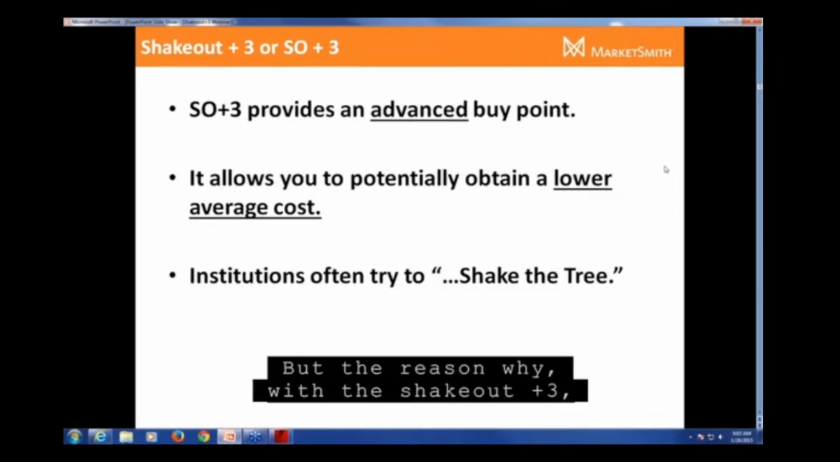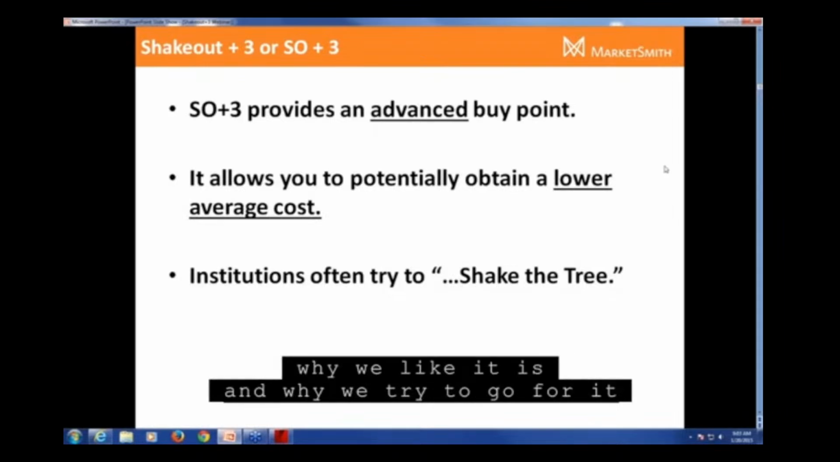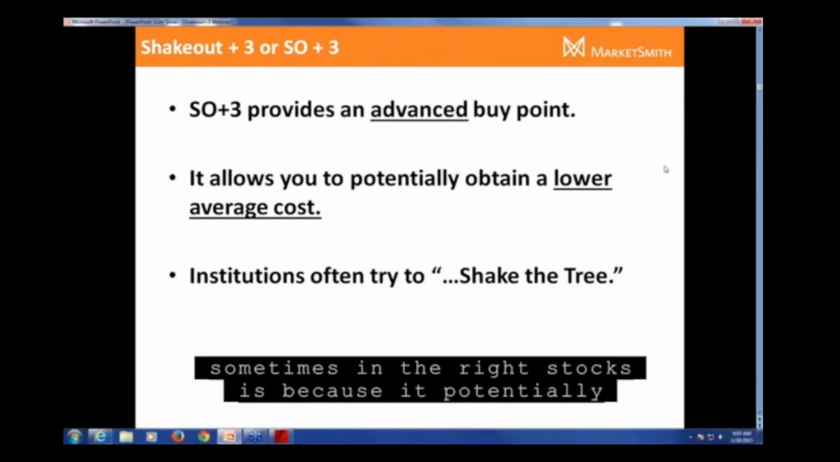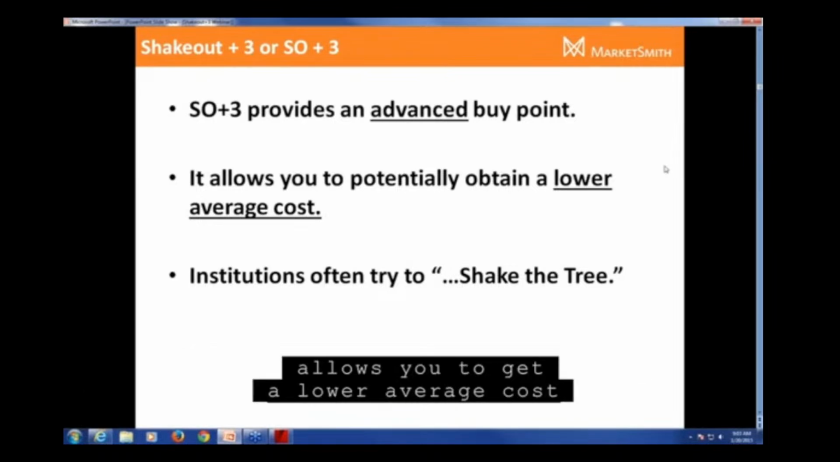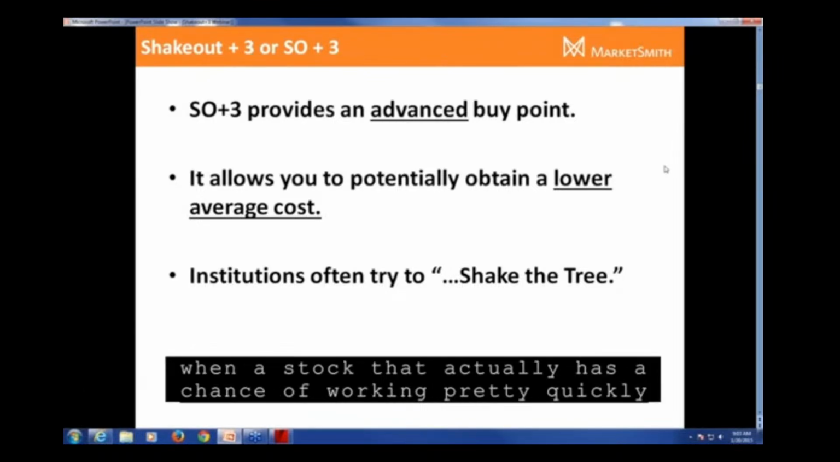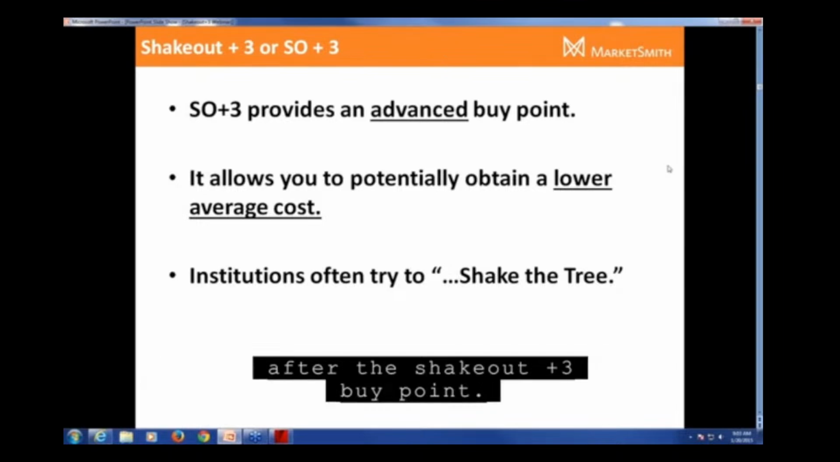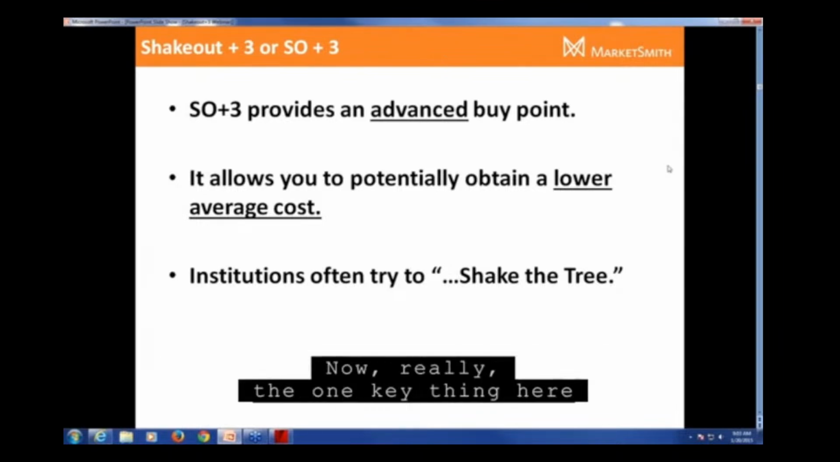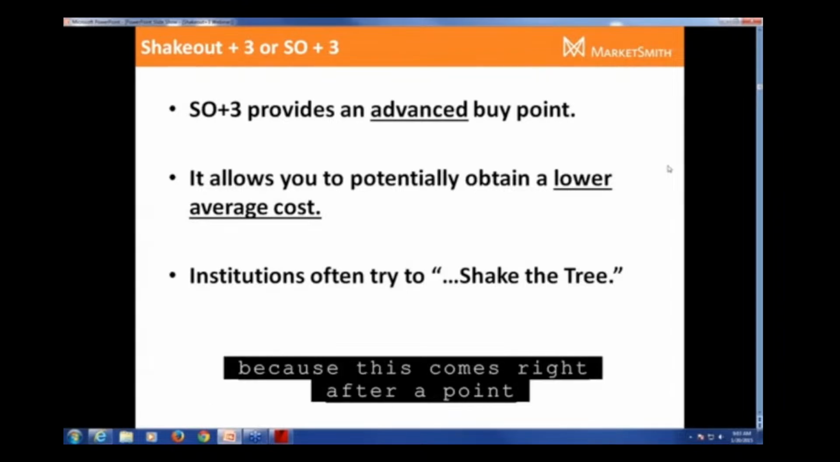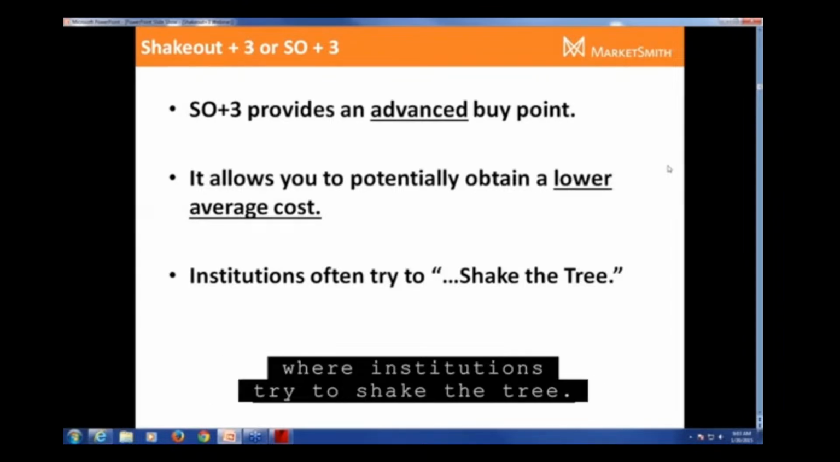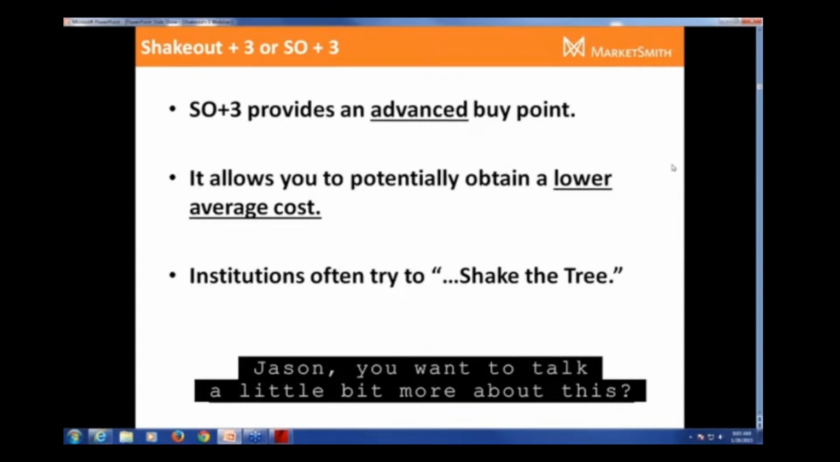I know I have. But the reason why we like the Shakeout Plus 3, and why we try to go for it sometimes in the right stocks, is because it potentially allows you to get a lower average cost on a stock that actually has a chance of working pretty quickly after the Shakeout Plus 3 buy point. Now, the one key thing here is that this comes right after a point where institutions try to shake the tree. They're going to try to shake us out. Jason, you want to talk a little bit more about this?